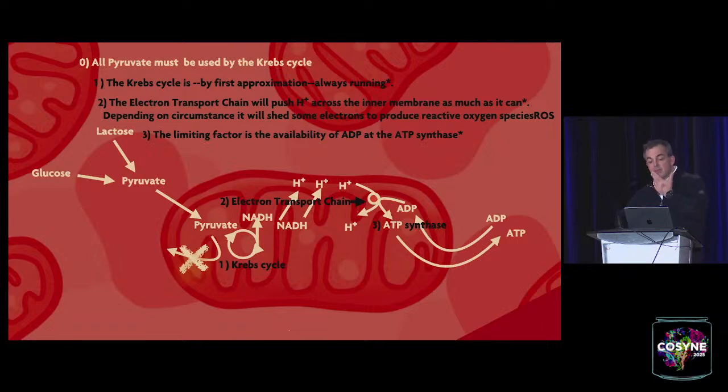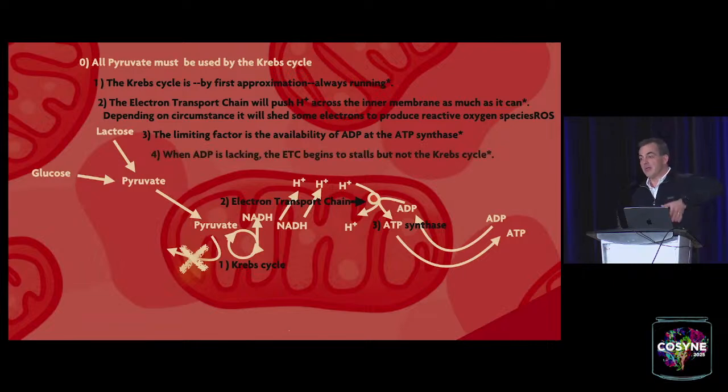the electron transport chain will push protons across the inner membrane as much as it can, but sometimes it can't. So depending on circumstance, the electron transport chain also produces reactive oxygen species, and reactive oxygen species is quite bad for you, generally speaking. The limiting factor of this entire thing is the availability of ADP at the ATP synthase, okay?